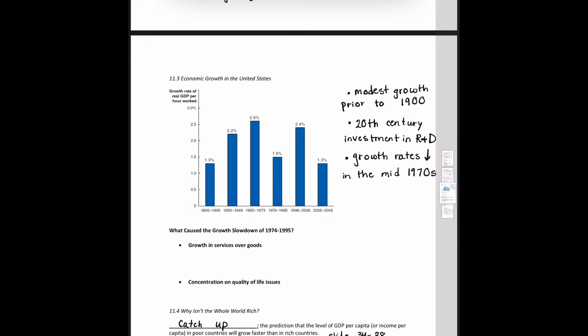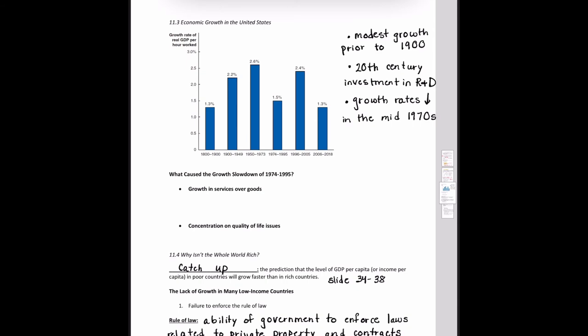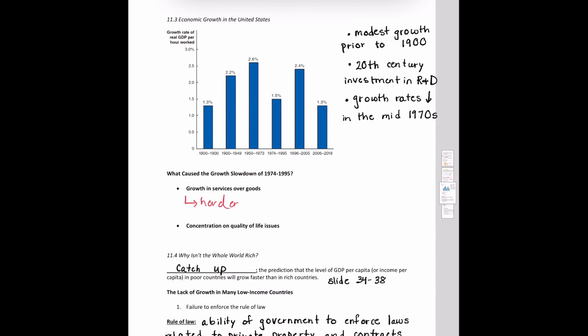So, what caused the slowdown in 1974 to 1995? Two ideas are that we had growth in services over goods, and there was a concentration on quality of life issues. Because there was a growth in services over goods, it became harder to measure service improvements. Improvements in services mostly come through quality differences, which are significantly more difficult to measure than differences in good qualities.